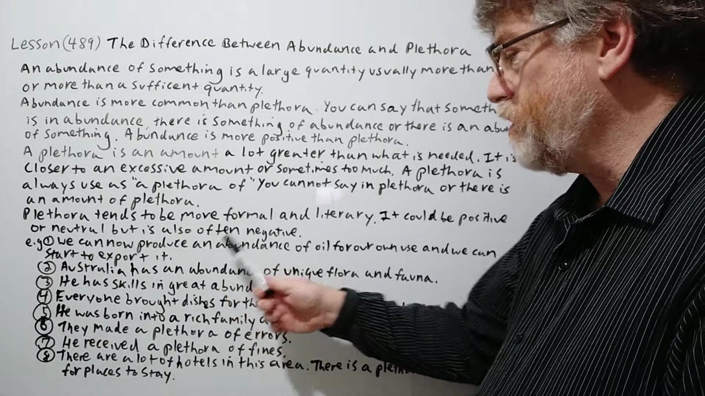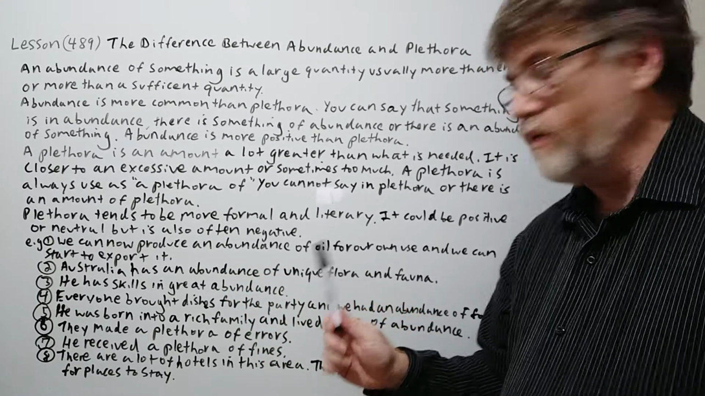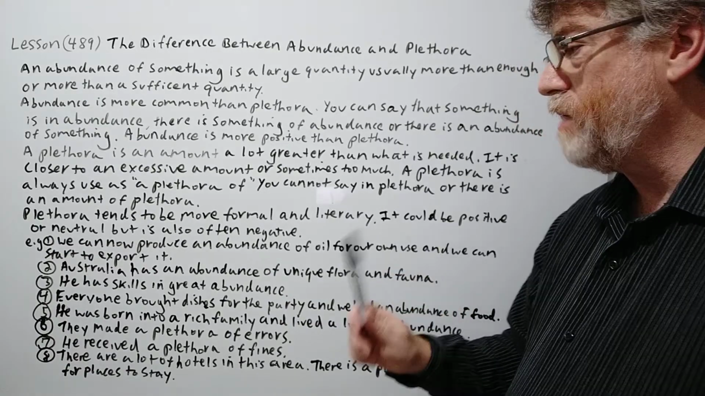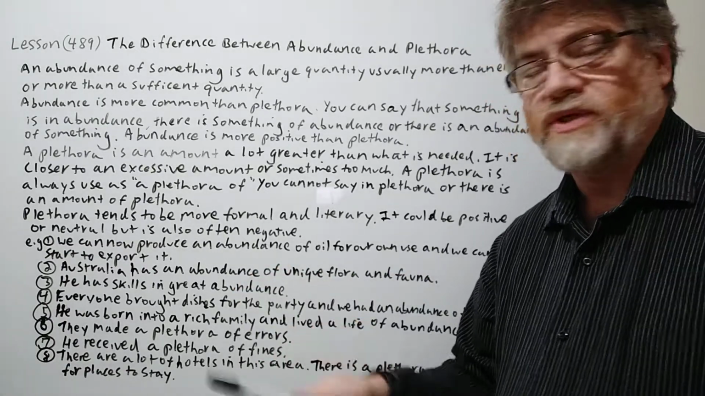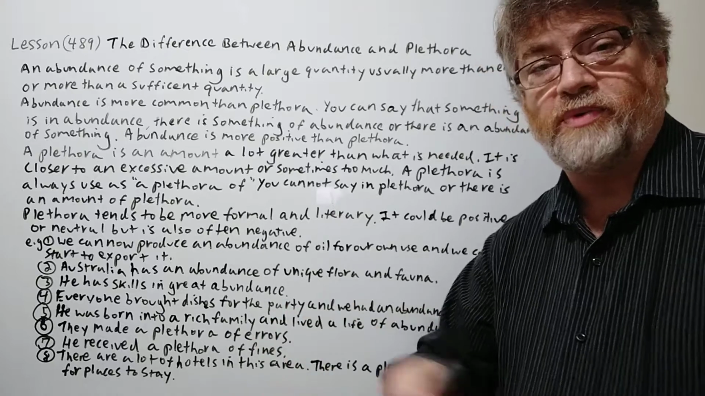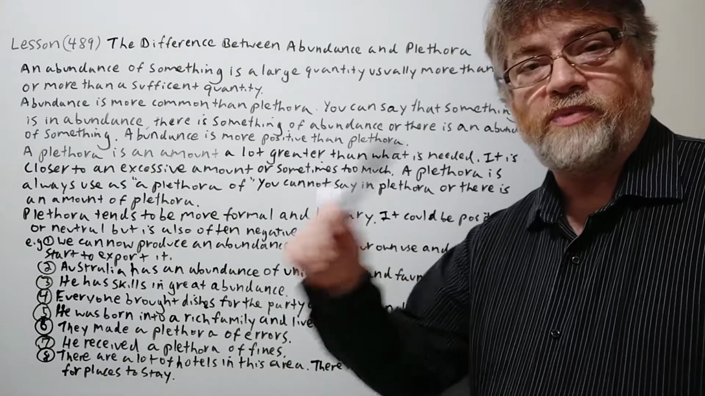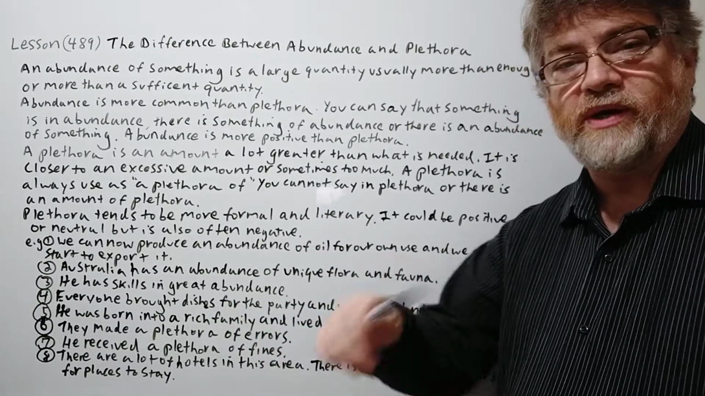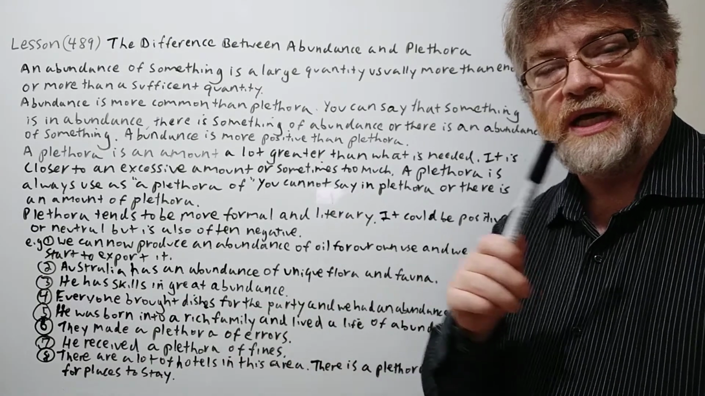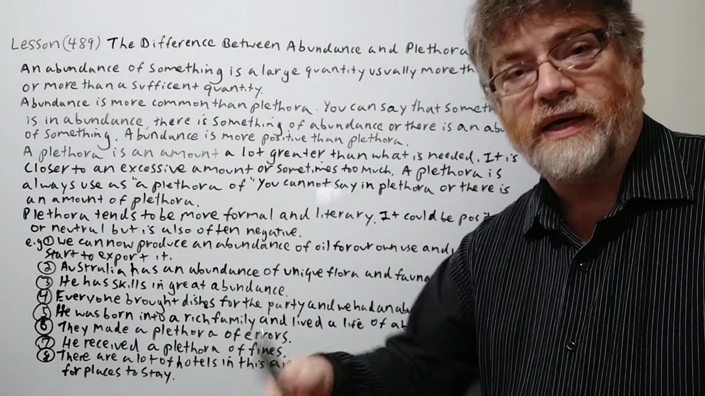We can now produce an abundance of oil for our own use, and we can start to export it. So this is good. You're producing oil. You're producing more than you need. So this way, you're not dependent on other countries. You have an abundance of it.